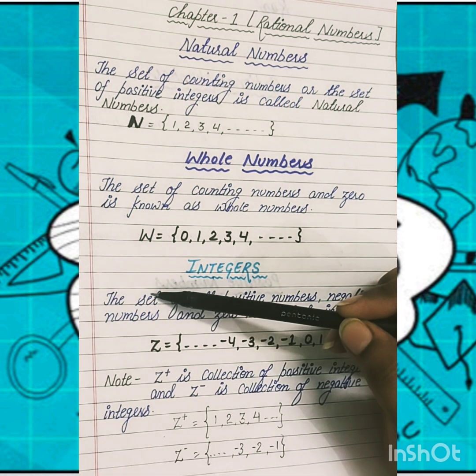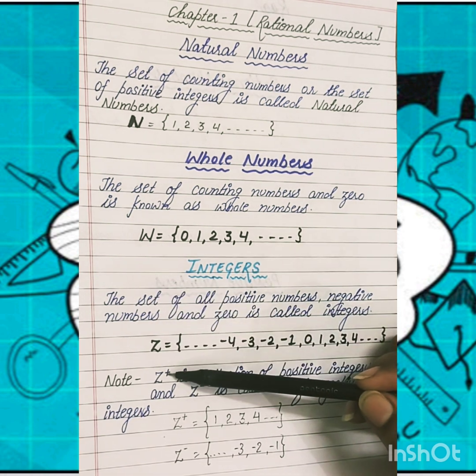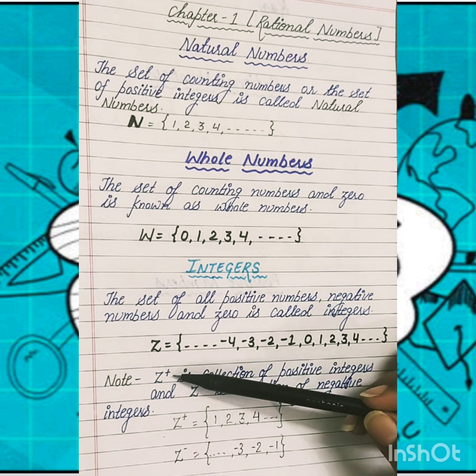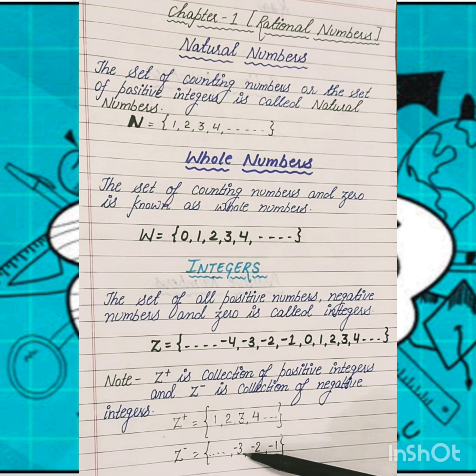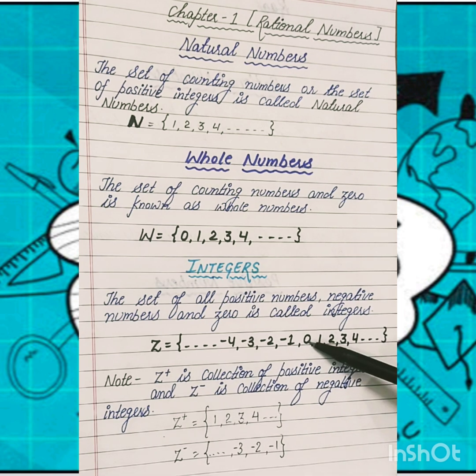Set means collection. Z has two varieties, Z plus and Z minus. Z plus means all positive integers and Z minus means all negative integers. 0 is neither positive nor negative. So 0 is 0 integer, it is neither plus nor minus.